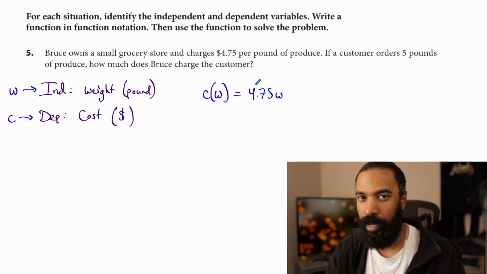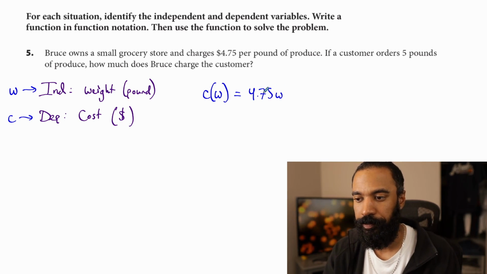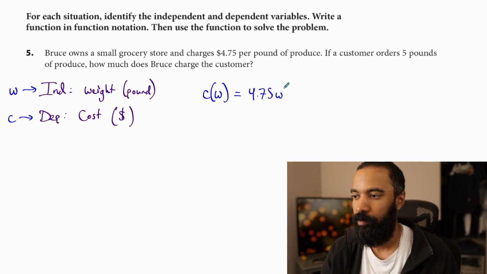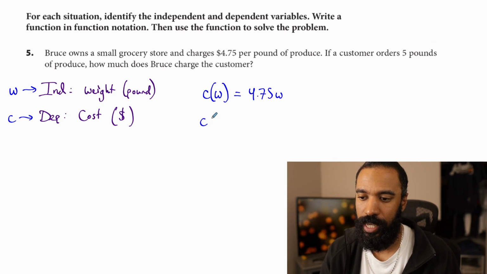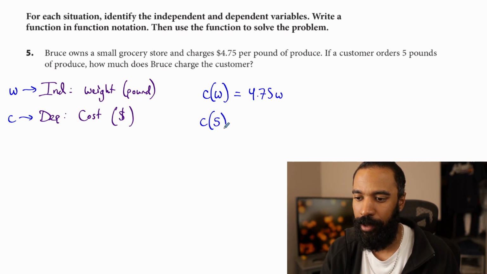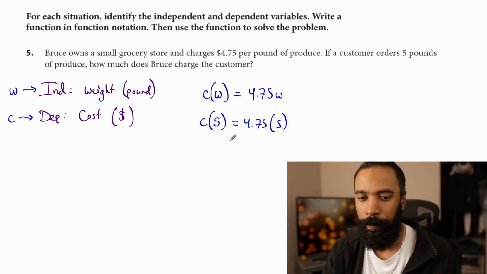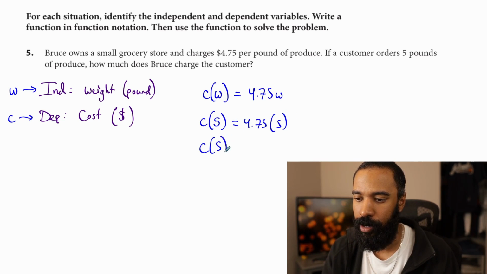No starting value kind of thing. This is how much he charges a customer. I want 5 of these. We'll take the cost for 5 pounds in weight. That's going to be $4.75 times 5. Substitution. I'm substituting whatever w is there. And c of 5 then, therefore, how much is he going to charge him?